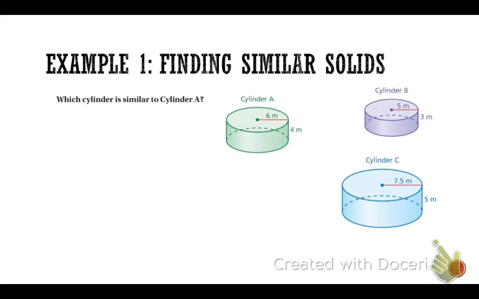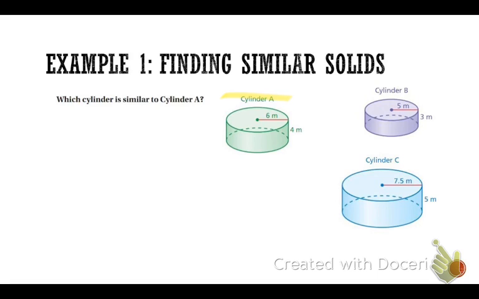Okay, so in example 1, guys, what it's asking is which cylinder is similar to cylinder A, okay? And what I need to look for is the ratio of their side lengths to be the same, or not side lengths, but the dimensions in the figure. So on this figure, I need to put the dimensions of cylinder A into a ratio. Well, if you remember, a ratio can be written in 3 ways: using a colon, the word to, or a fraction. We're going to use fractions.